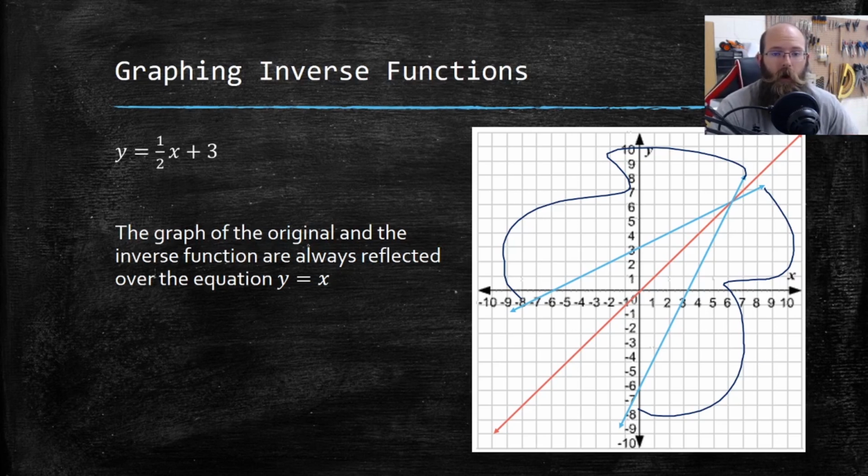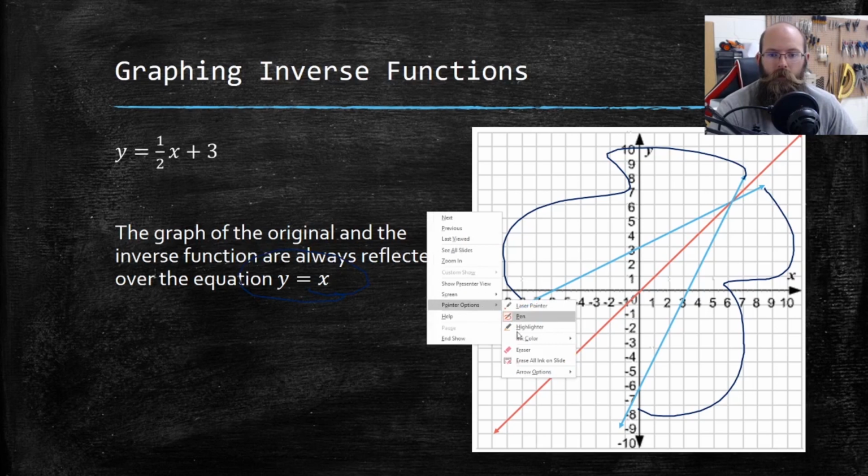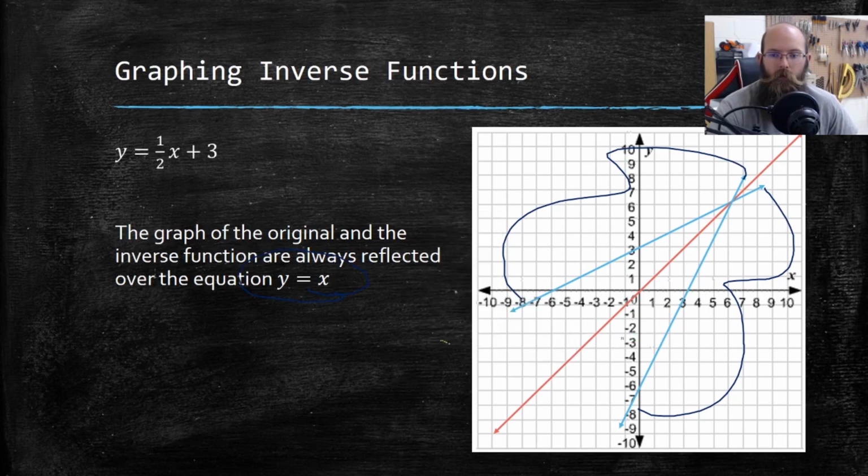But it should always look like that. The graph of the original and the inverse function are always going to be reflected over the y equals x. And I picked a color you can't really see. Y equals x. That's what we're going to be graphing it or having it reflect over. And that's just because we swapped our x's and our y's, which is kind of neat.